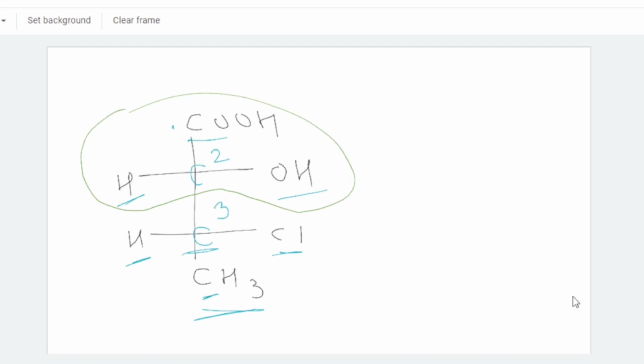So C2 and C3 are chiral carbons. For C2 and C3, you will get S and R, or R and S. What will be the right option? RR, RS, SR, or SS. What will be the right option?